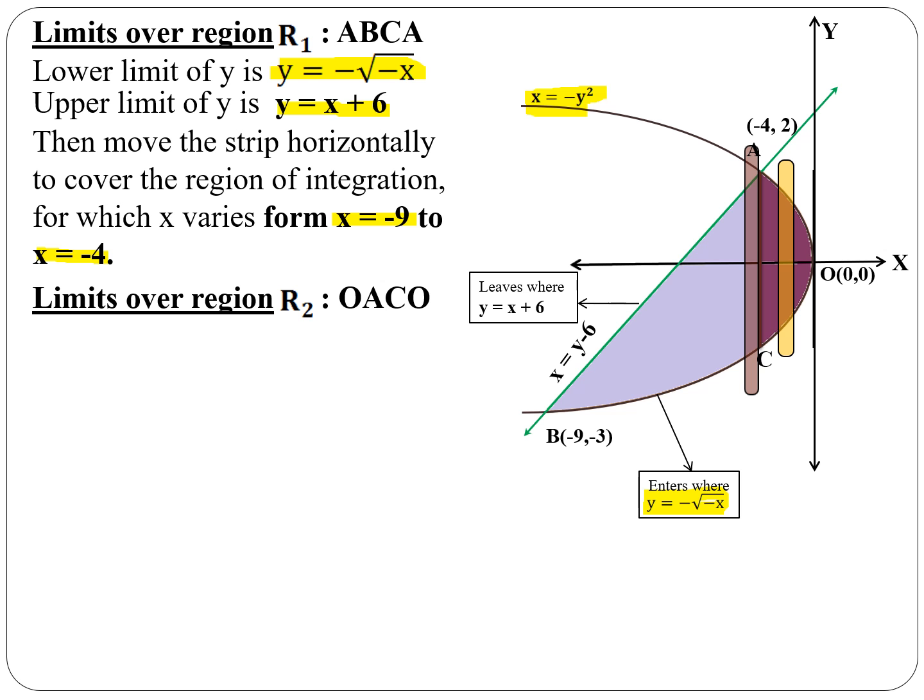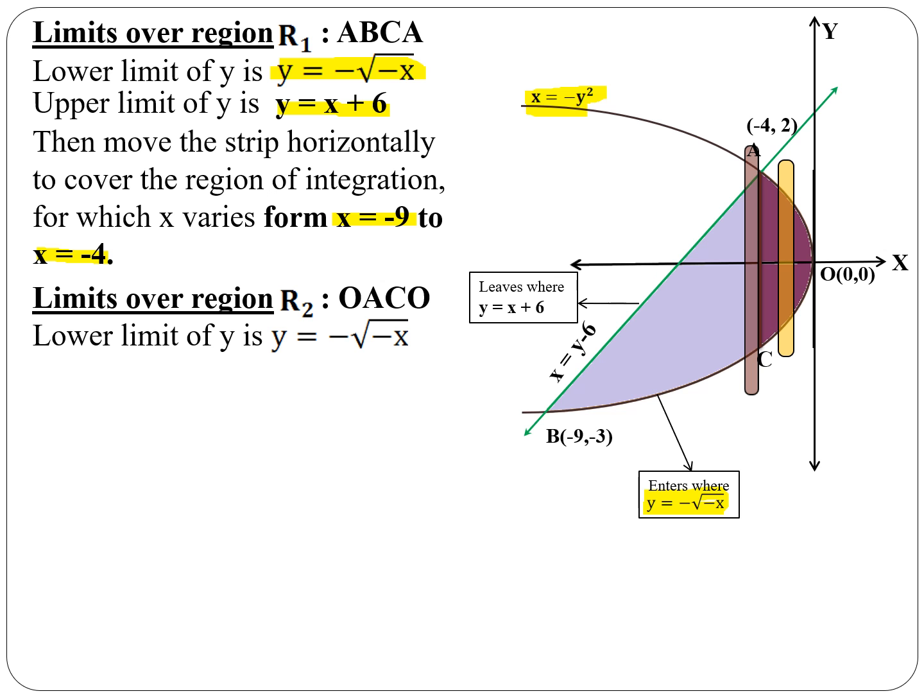Now we will consider the second region, that is R2, that is OACO. So now in the region OACO, we have to find the limits. We have already drawn one, that is a vertical strip. So we want to find the y lower limit and upper limit. How will we get the lower limit? From where it is entering the region, and the upper limit from where it is leaving the region.